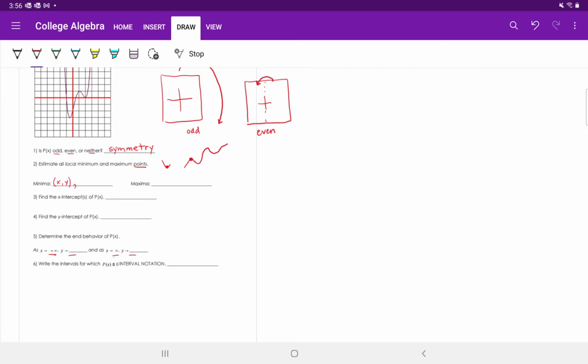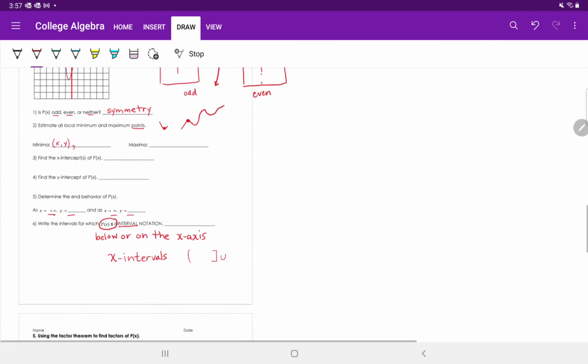Now finally for number 6, we're doing an inequality. We're looking to see where our graph is less than or equal to 0. That means we're looking for the places on the graph where our graph is below or on the x-axis. And our answer is going to be an interval, but an interval of what? We're looking for the x intervals that make this happen. So the set of all x values for which this is true. But you'll write your answer in interval notation. So that's the one where we've got parentheses or brackets with unions, that sort of thing.